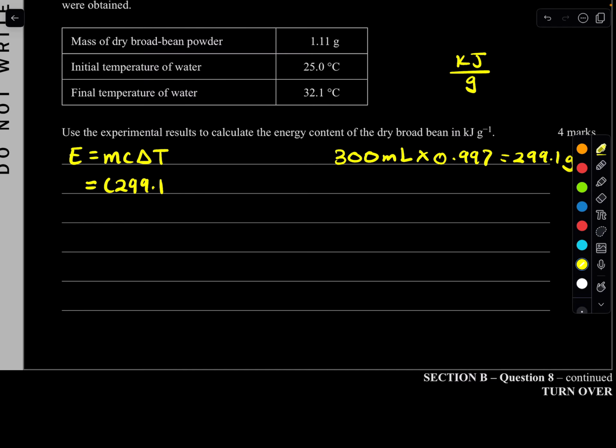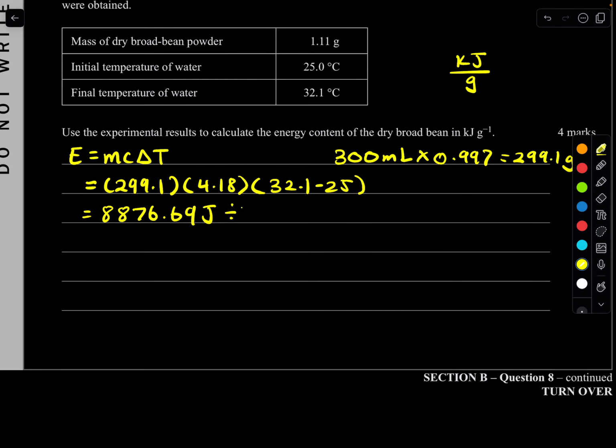2991 grams times the specific heat capacity of water, which is 4.18, times your delta T, your change in temperature, which they have given. So that's your final minus your initial: 32.1 minus 25. That gives me 8876.69 joules. Make sure you divide it by 1,000 because we want it in kilojoules.